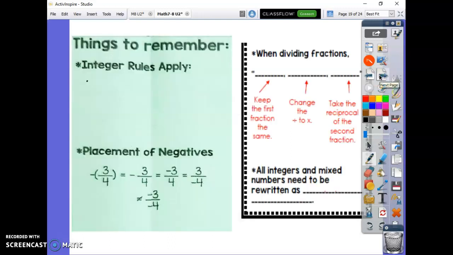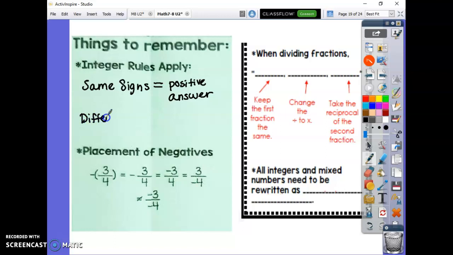Okay. Now we're on to the dividing rational numbers foldable. On the left-hand side of that foldable, guys, we have some notes to take, so let's do that first. Things to remember, integer rules apply. That's the same rules, guys. Same signs equals a positive answer. Different signs equals a negative answer.